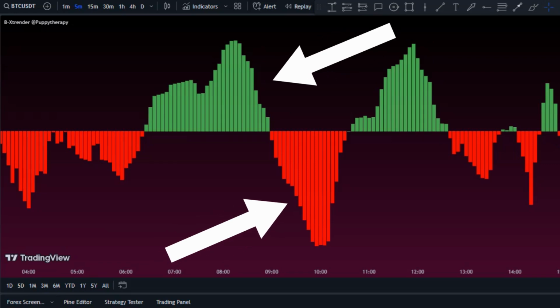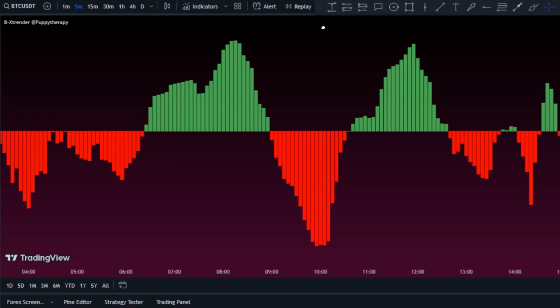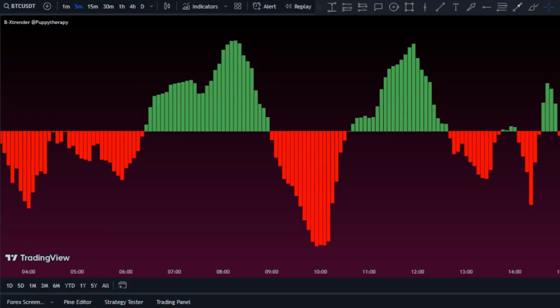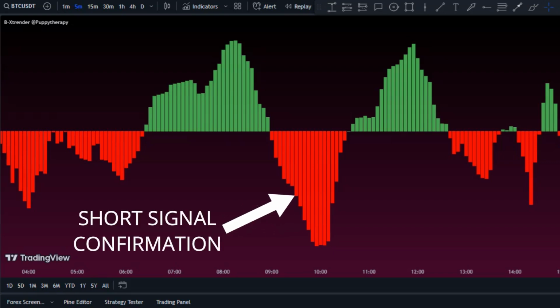So if a buy signal happens at the same time as the green histogram loaded of the BBX Trender indicator, the signal is confirmed. And similarly, if a sell signal happens at the same time as the red histogram loaded of the BBX Trender indicator, the signal gets confirmed too.